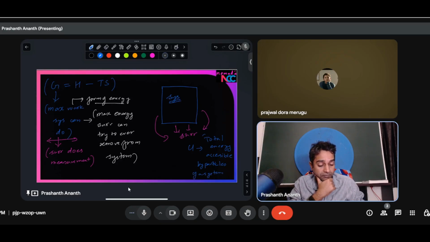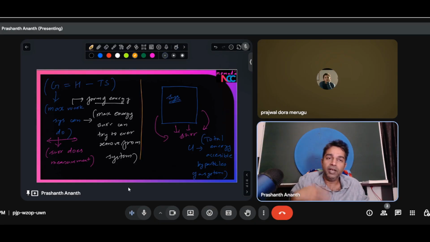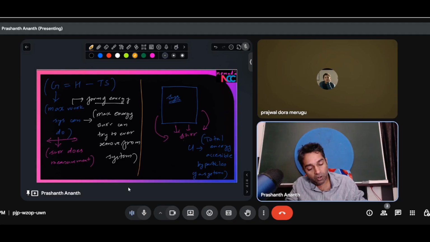Correct? That is basically what you said. Yes, sir. So this is going to be the total energy accessible by the particles of the system. But this is not the total energy of the system, because the system is occupying some space by pushing against the surroundings continuously. So we have a new definition, H.